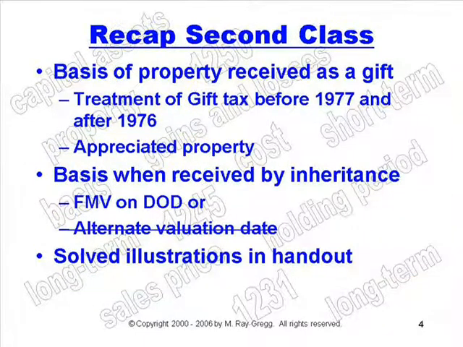Then we went on to determine the basis of property that we received as a gift, considering rules that changed prior to 77 and after 76. We were concerned with appreciated property and even property that had depreciated in the donor's hands. We also touched on the basis of property that we received by inheritance and agreed that fair market value on the date of death would be the one that we would emphasize, even though the alternate valuation date could also be elected in real life.